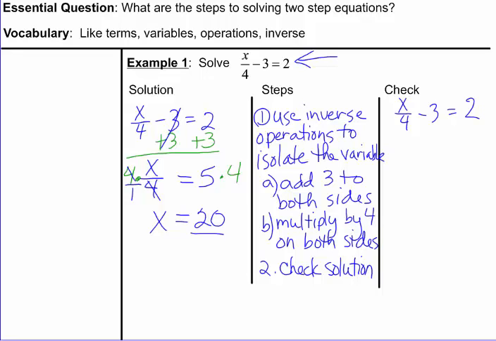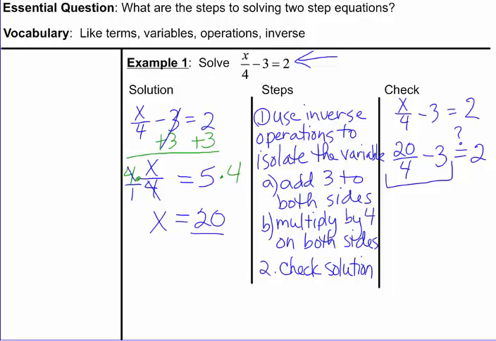So the problem was x over 4 minus 3 equals 2. The x we got was 20. So it's 20 over 4 minus 3 equals 2. That's what we're checking. Does it equal 2? We're not changing the 2 side. The 2 side does not change. We are only going to work with this side of the expression, and we're going to simplify it and see if we get 2 equal to 2 at the end.